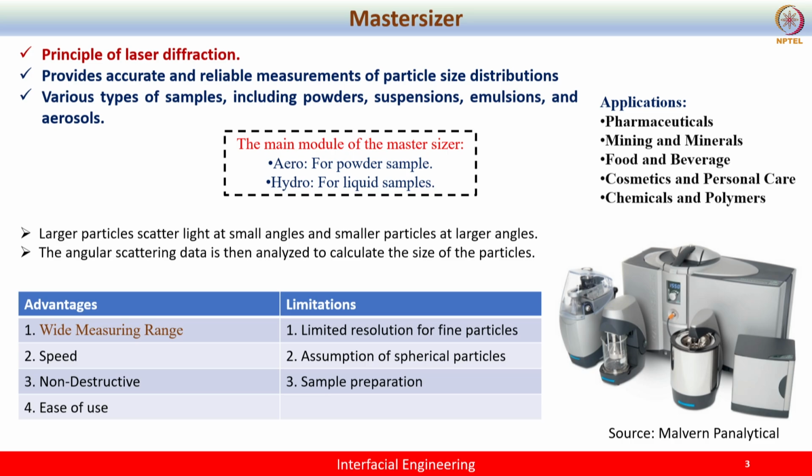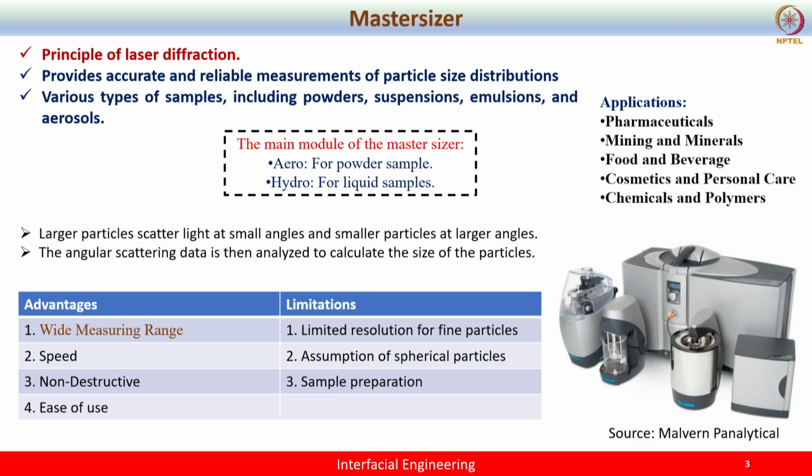I have actually listed some of the advantages and limitations over here. The applicable range under this Mastersizer is between 0.1 micron or 100 nanometers to 1 mm, 1000 micrometers. So this we should know. I think applications I have listed over here. Very interestingly, you can see that these are applied in various fields. So now we will move on to the demonstration part.